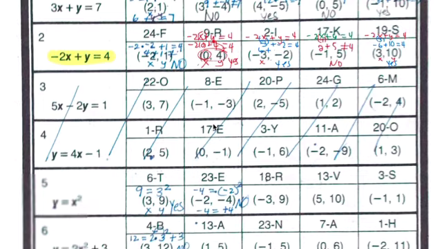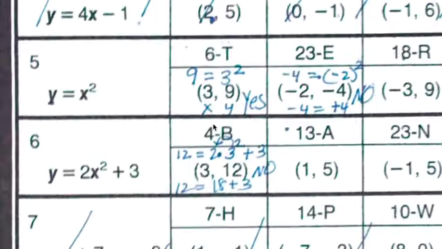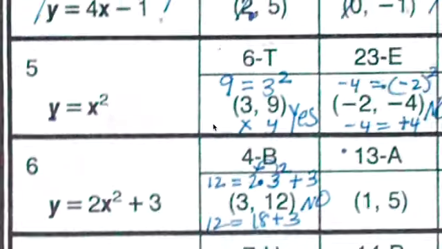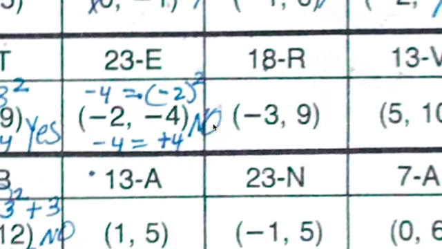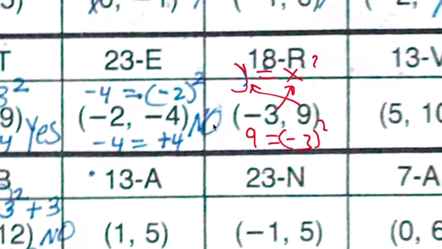And same thing here. This one, okay, the equation is y equals x squared, right? That'd be 9. Does that equal negative 3 squared? Yes, it does, because negative 3 squared is negative 3 times negative 3, which is 9. So 9 does equal 9, so this is a yes.